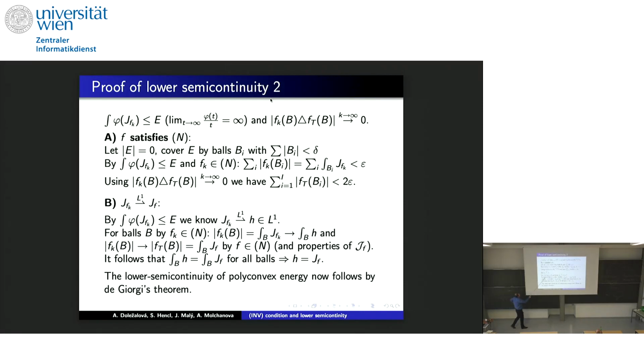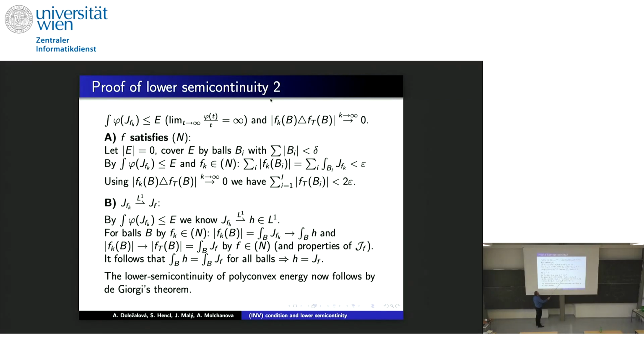So now, as I told you, I would like to prove that this is converging to this, to have semi-continuity. We know that this sequence is equi-integrable, so it must be converging to some L1 function. We don't know if it's the Jacobian of f at the moment. We know the N condition for fk, so we know this as before. And of course, this is converging to h, so when k tends to infinity, this is converging to this integral, okay? At the same time, we know that these measures of the balls converge to these measures.